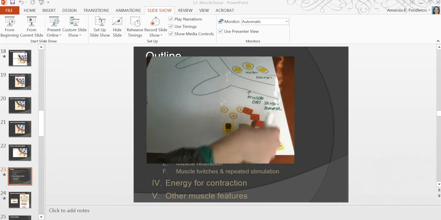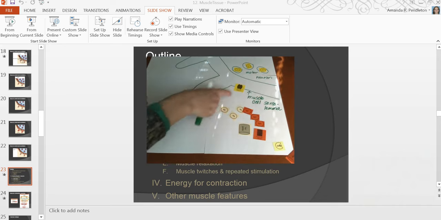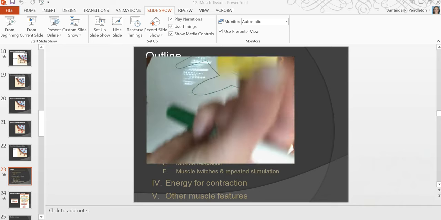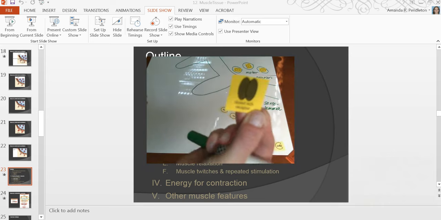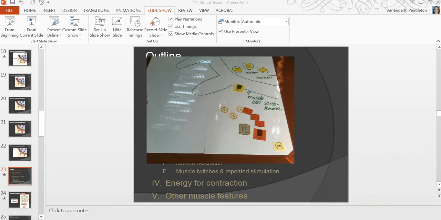So we want to place a few things in the correct location. First, we have our ACH receptor. So this here is showing ACH receptor. We place that along the sarcolemma.